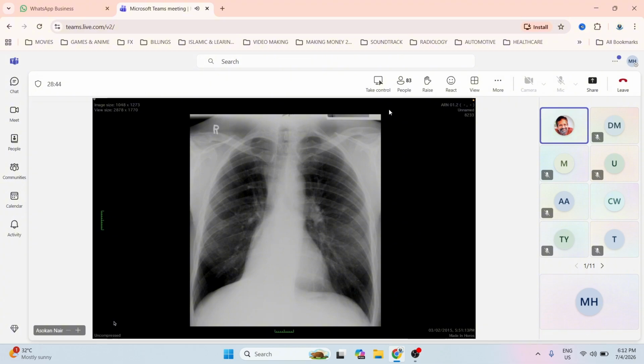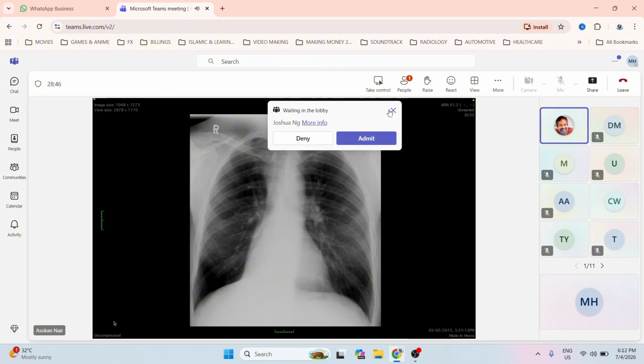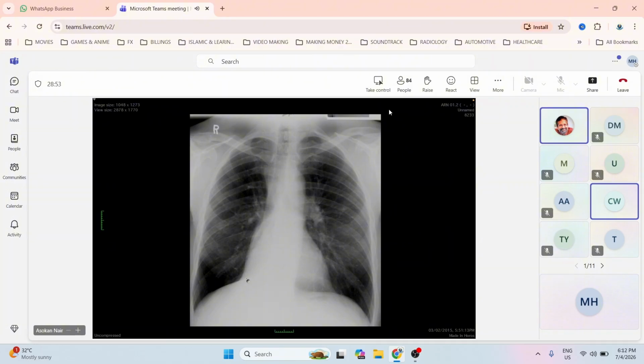Okay, remember I was telling you about the silhouette sign. So you see the diaphragm and then it stops there. Because after this, there's no air over the diaphragm, because the collapsed lung has come in and is sitting over the diaphragm. So there's no air near the diaphragm to see the diaphragmatic surface. So that's the silhouette sign.